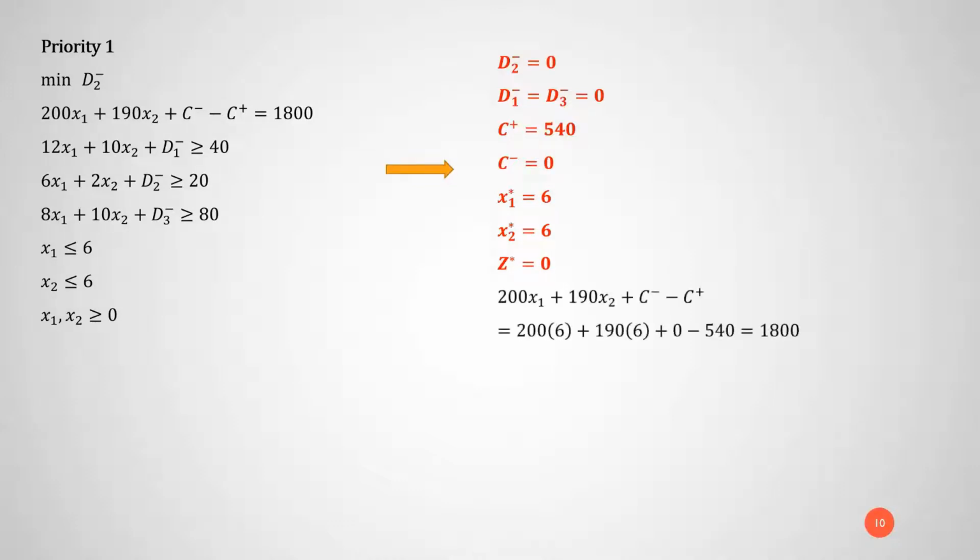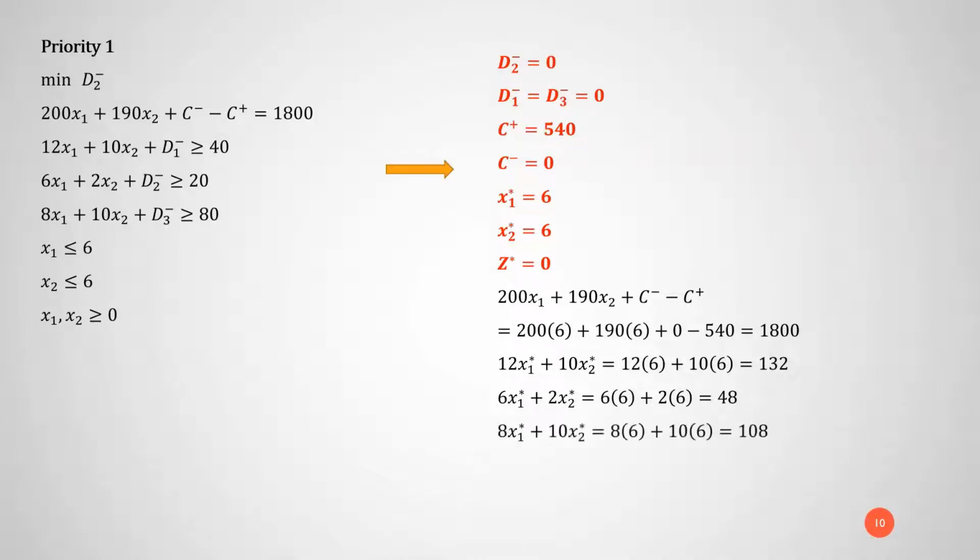Let's replace in the constraints. Well, the first goal, I'm doing a good job, and I can see from the amounts of the deviations that I have. The next one, I have 132, which is more than what I want. The next one is 48 and 108.